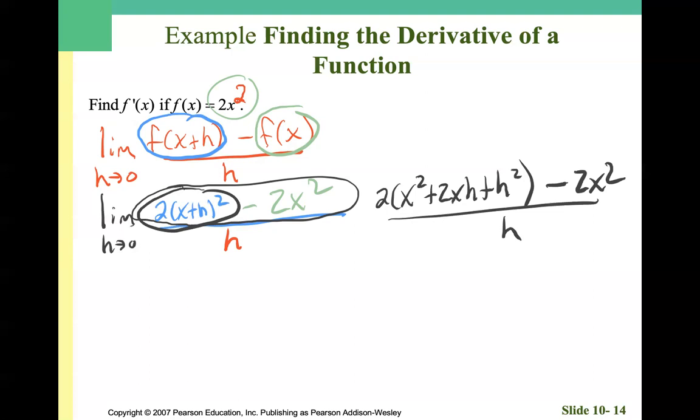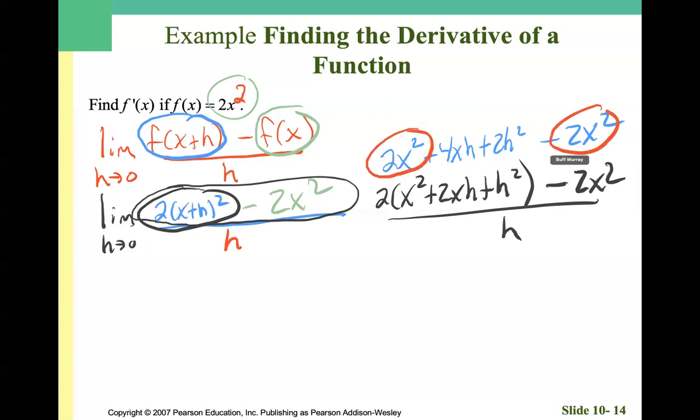Now, if I continue to do some algebra, if I do a little distributive property here, I get 2x squared plus 4xh plus 2h squared minus 2x squared. Instead of writing it all over again, I just did some work above there in blue. Well, what can happen now? Yeah, the 2x squareds are opposites, so those are gone.